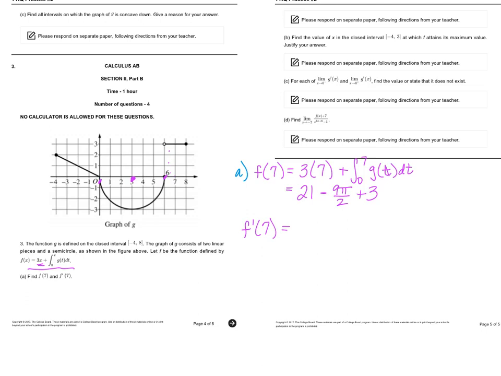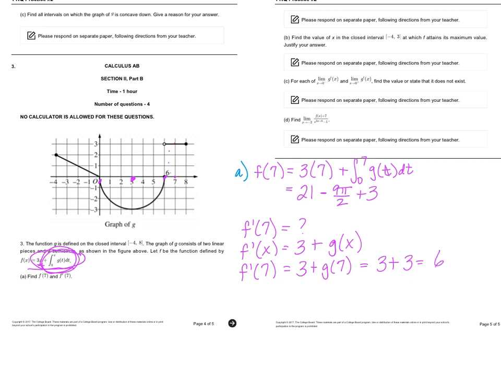Now, f prime of 7 is going to be what? That's what the question's asking. So what is f prime of x equal to? Let's look at this statement, and I take the derivative of each piece. So the derivative of 3x is 3, plus, what's the derivative of this part? Well, that's the function defined as an integral. So if I replace, that would just be g of x. So now f prime of 7 is pretty easy. 3 plus g of 7, we have the graph of g, right, is 3, so I get 6.